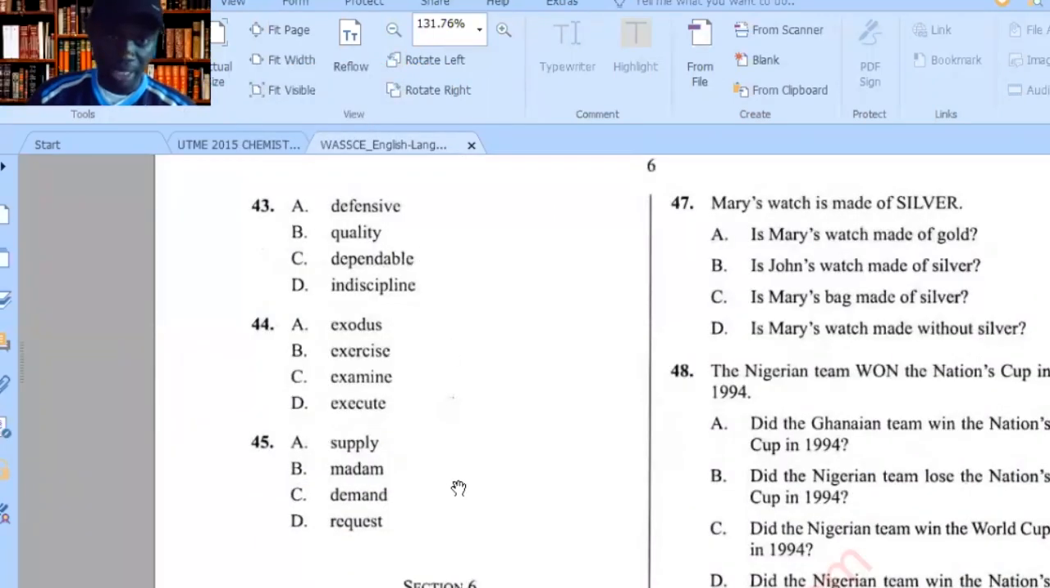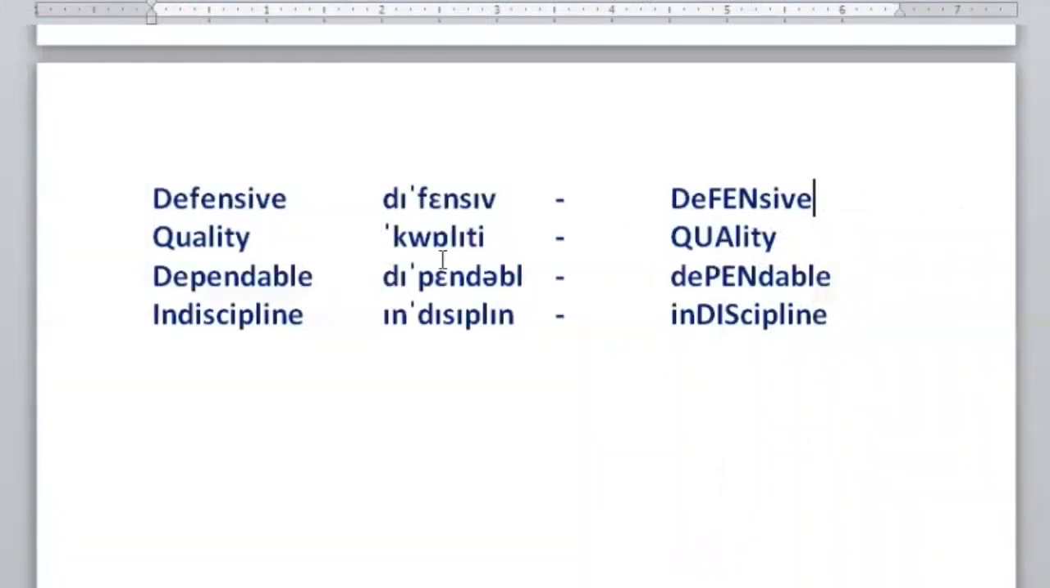Question 43. Defensive, quality, dependable, indiscipline. Defensive, the stress is on the second syllable. Quality, the stress is on the first syllable. Dependable, the stress is on the second syllable. Indiscipline, the stress is on the second syllable. So the only word here where the stress is placed on a different syllable is quality.